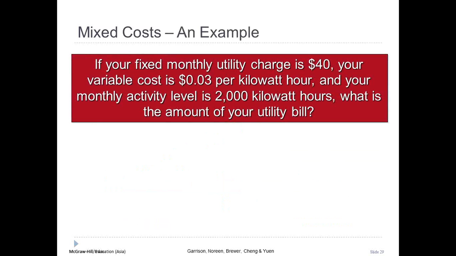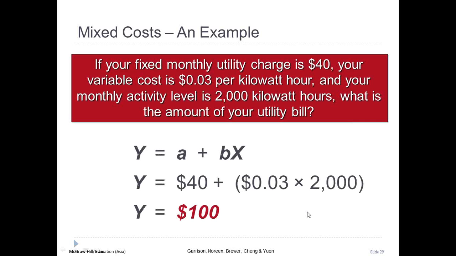Using our TEPCO or PEPCO or Duke Power example, we get a monthly invoice from the utility company. And let's say it's $40 or 4,000 yen, and the variable portion is 3 yen or 3 cents per kilowatt hour, and we use 2,000 kilowatt hours in a month. So what's going to be the total amount of the bill? So let's take a little analysis on this. Using that formula, what's the formula? Y equals a plus bx.